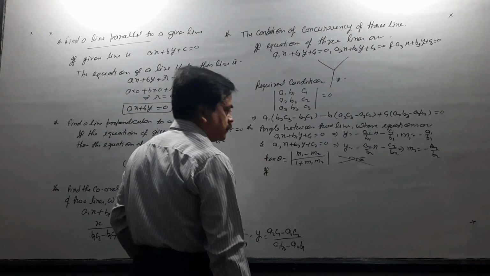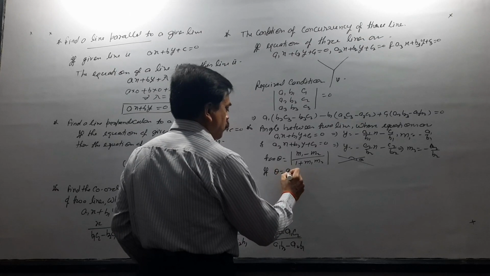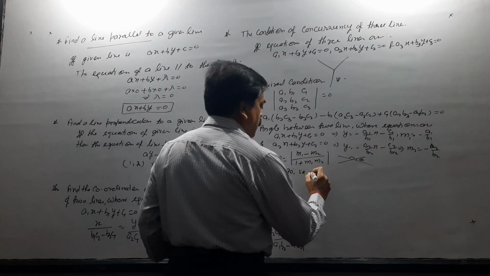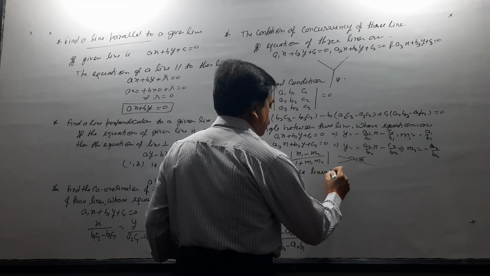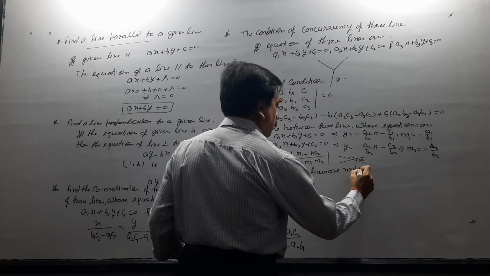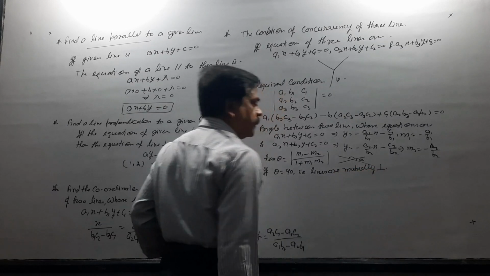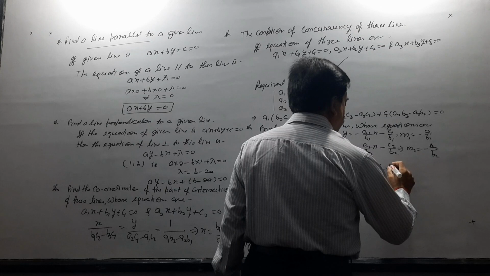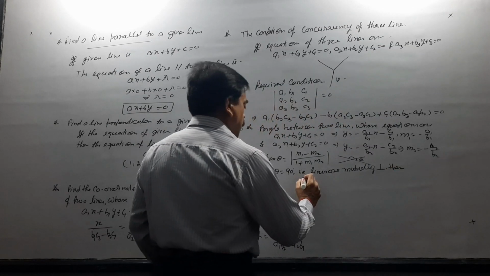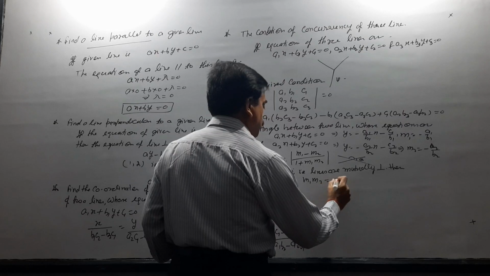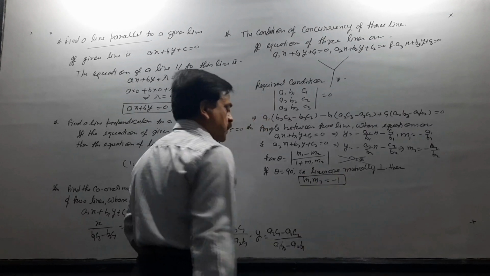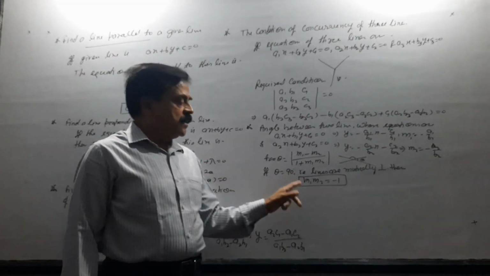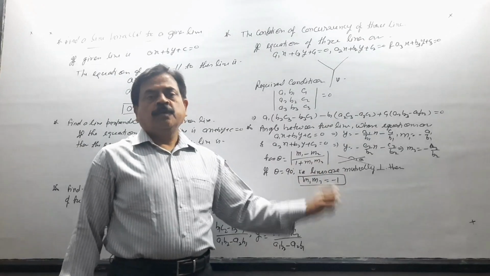If theta is equal to 90 degree, that is, lines are mutually perpendicular to each other, then m1 into m2 is equal to minus 1. This is the condition of perpendicularity of two lines. If two lines are perpendicular, then product of their slopes equals to minus 1.